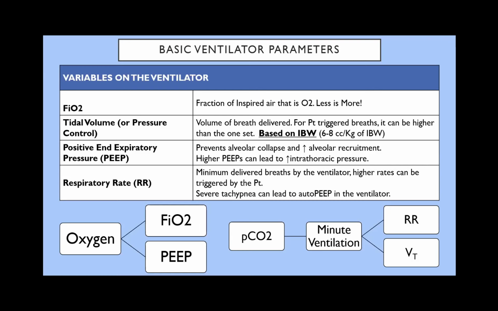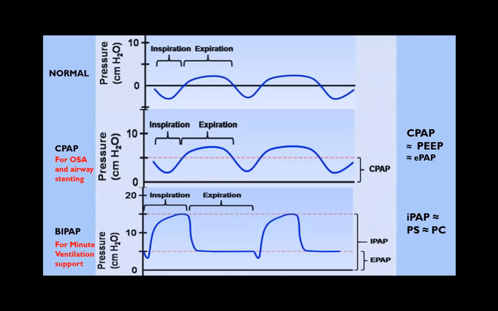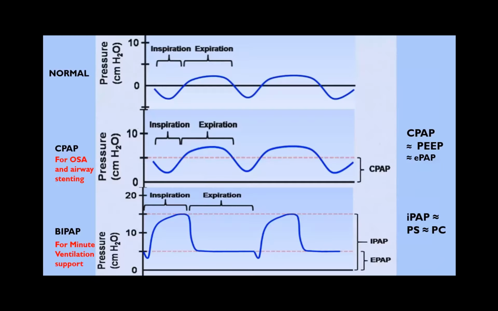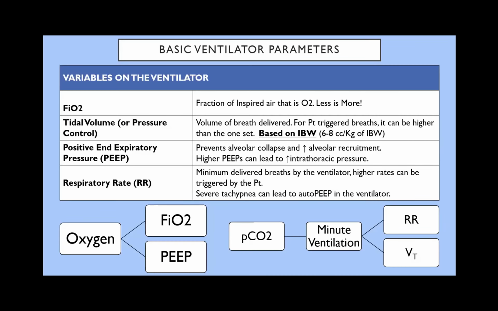In that same note, for example, if you have a BiPAP and you want to increase the PEEP, what parameter would you increase? It would have to be your EPAP, right? Because EPAP is the same thing as PEEP. Whereas if in your BiPAP you want to increase your tidal volume, which parameter would you increase? It would have to be the IPAP, because it's the inspiratory one.